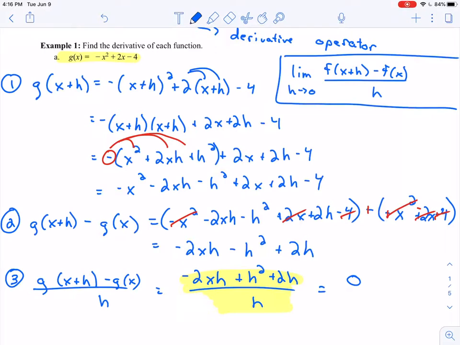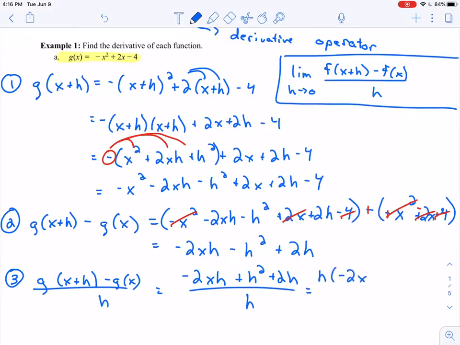So my rule of thumb is, you know what? I'm going to try and get rid of this h in the denominator somehow, some way. 9 times out of 10, that's the end goal of these types of problems, is you need to get rid of that h in the denominator. This one's not too bad though, because if I look at my numerator, I've got a common factor of h. I can factor that out.